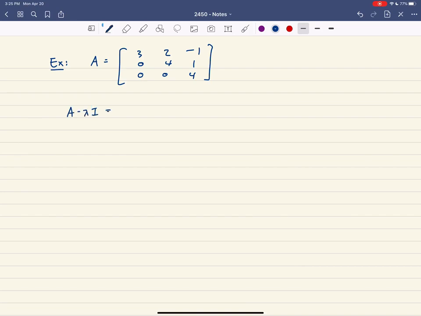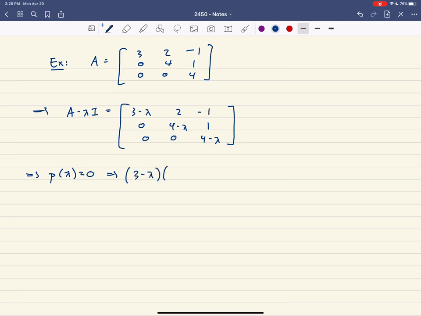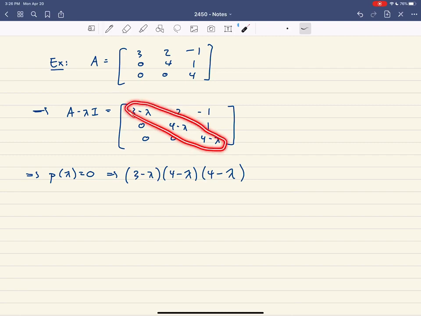A minus lambda I is going to be 3 minus lambda, 2, negative 1, 0, 4 minus lambda, 1, 0, 0, 4 minus lambda. We're going to look at the characteristic polynomial, set that equal to 0. The characteristic polynomial is just the determinant of A minus lambda I, and that's going to be 3 minus lambda times 4 minus lambda times 4 minus lambda. We know how to find the determinant very quickly in triangular matrices or even diagonal matrices: you can just take the product of the diagonals.